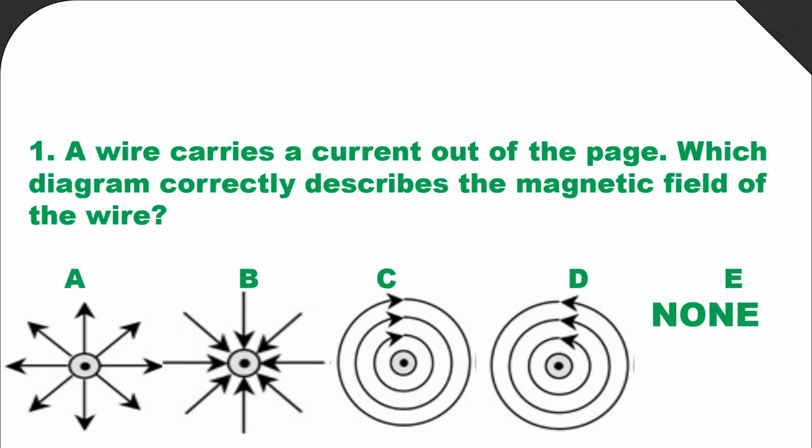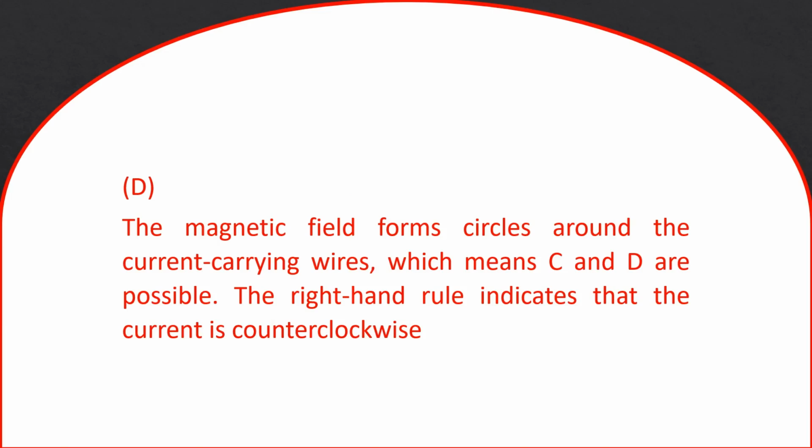Here we apply the knowledge of the right-hand rule, the curled fingers version. The magnetic field forms circles around current-carrying wires, which means options C and D are possible. But the right-hand rule indicates that the field is counterclockwise, which means option D is the only correct option here.